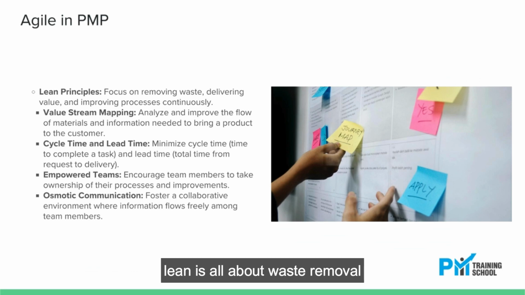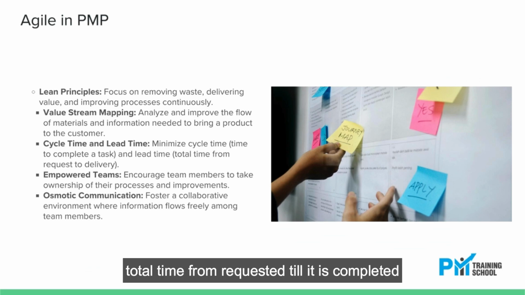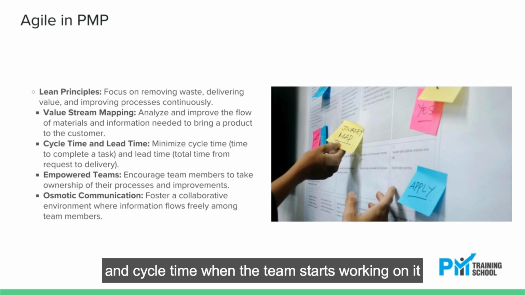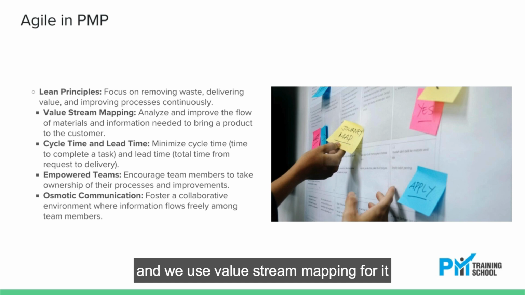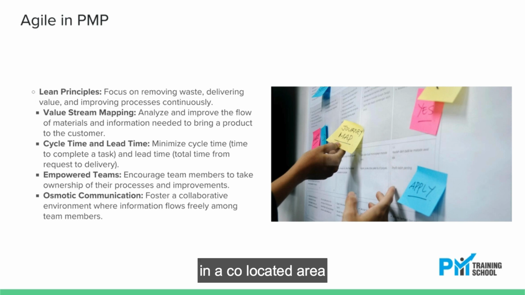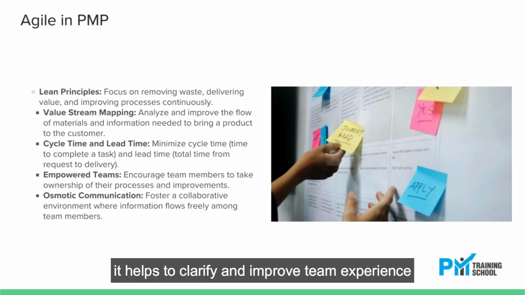Lean is all about waste removal. We try to minimize lead time, the total time from requested till it is completed, and cycle time, when the team starts working on it till it gets completed, and we use value stream mapping for it. Osmotic communication occurs when the team overhears conversations in a co-located area. It helps to clarify and improve team experience.